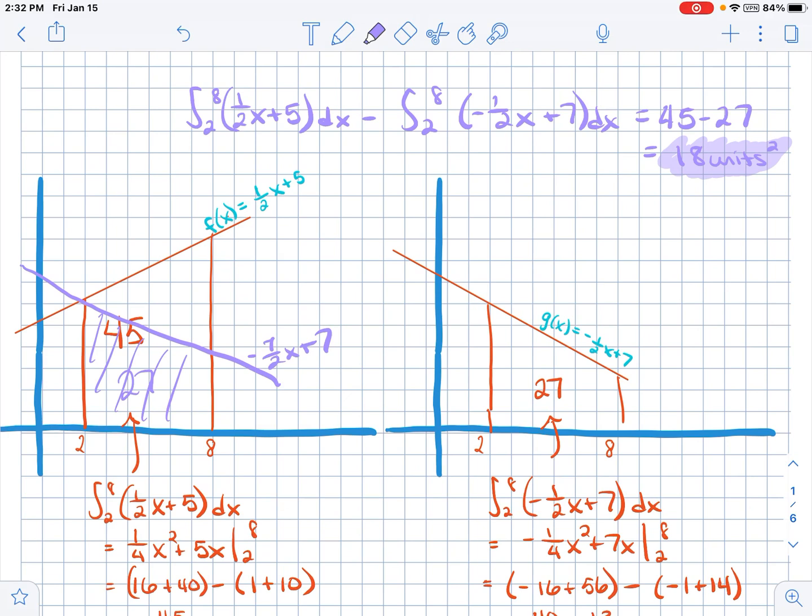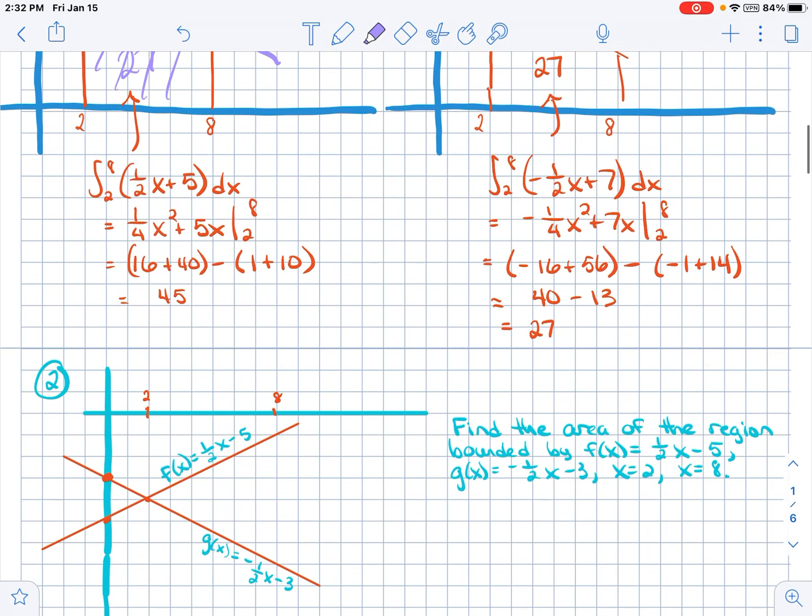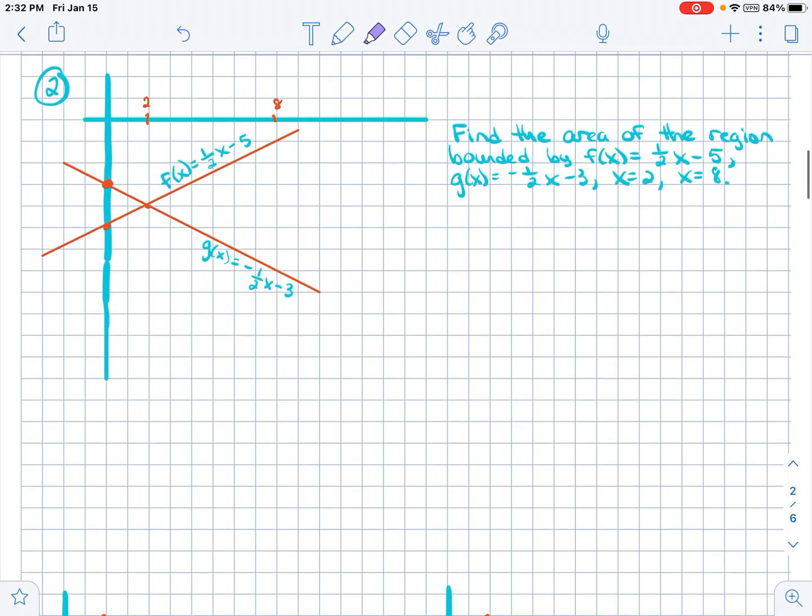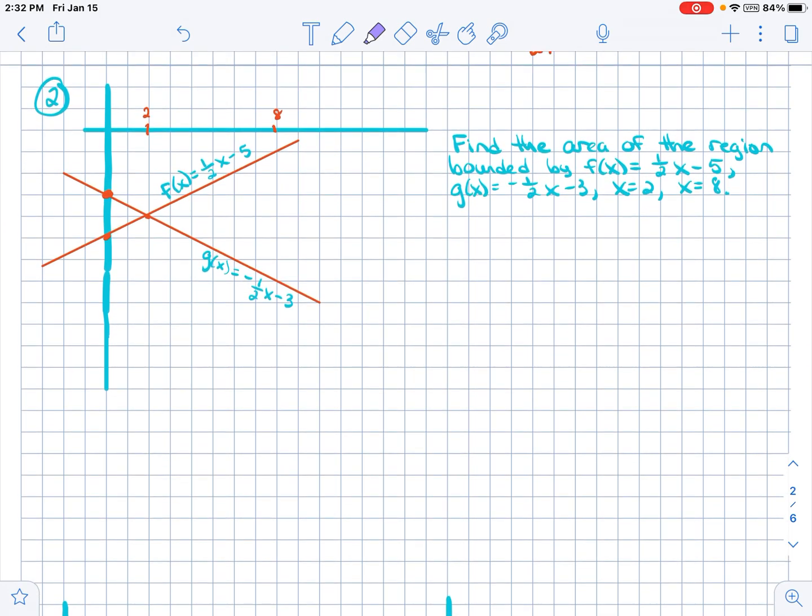I'm going to give you another set of functions. I'm going to give you a minute here, and I will tell you that when we're finding area in between functions, the answer is always a positive value because we're talking about how much space is taken up and not necessarily where that space is located. So with that, see if you can find the area bound by those functions.